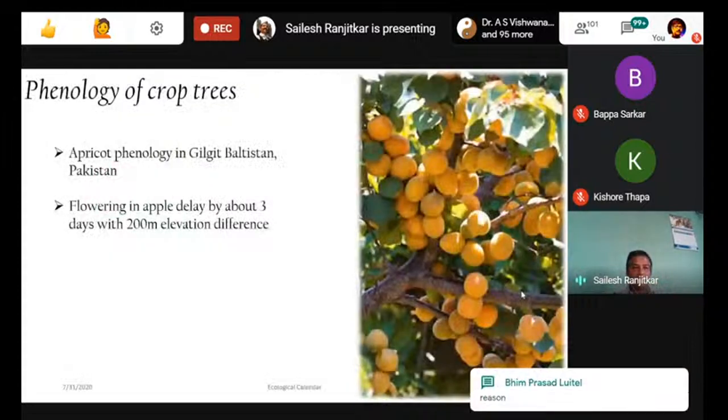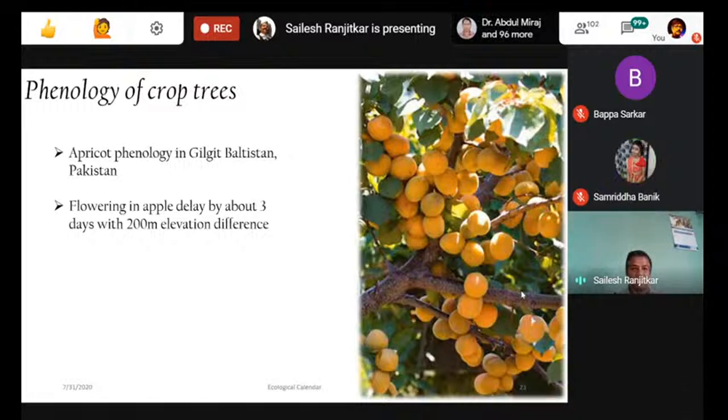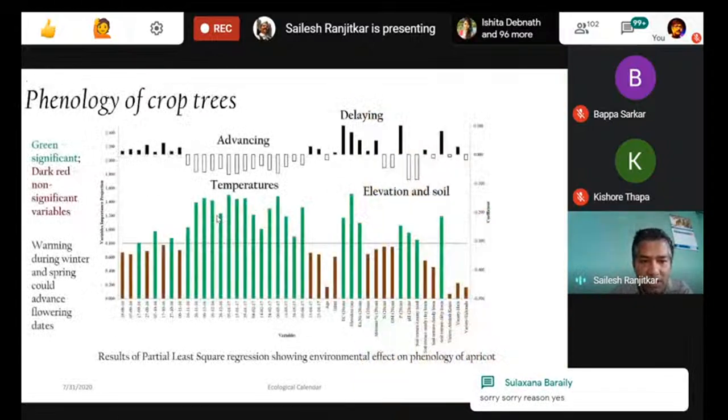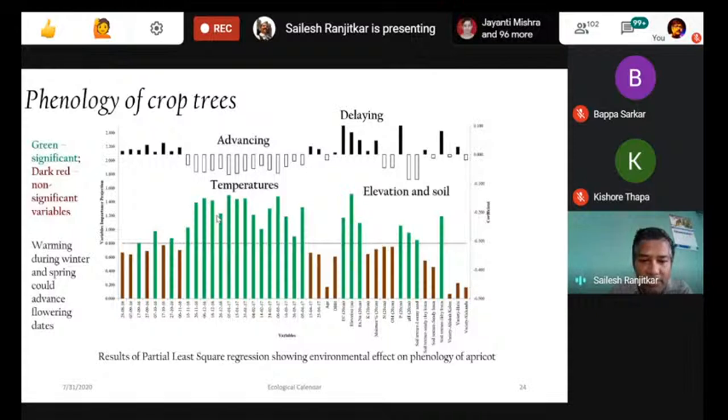Another example we have is from a crop tree. We did a similar study on apricot phenology from Gilgit, Balochistan, Pakistan. This should be apricot, not apple. So flowering in apricot is delayed by around 3 days with every 200 meters of elevation difference. We had monitoring plots at 200-meter elevation differences, and we found around 3 days of delay with a rise in elevation.